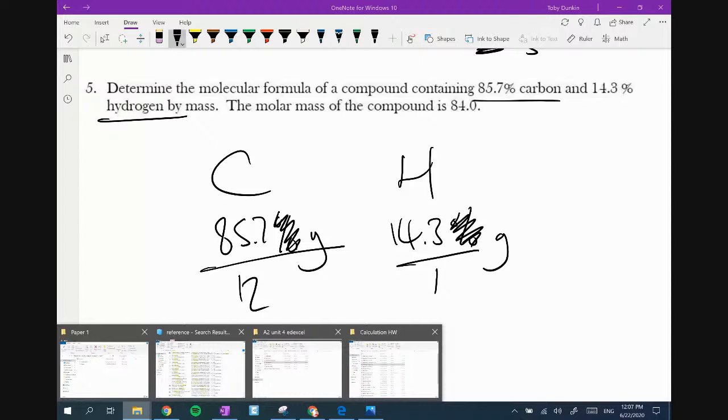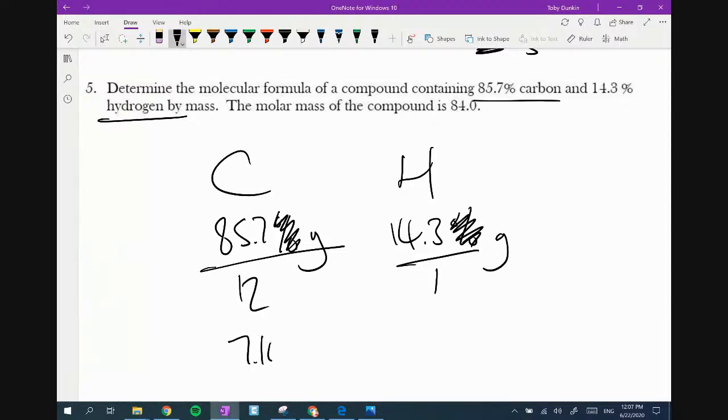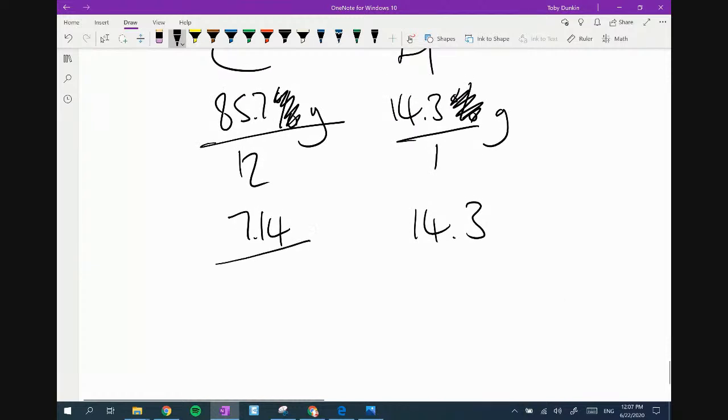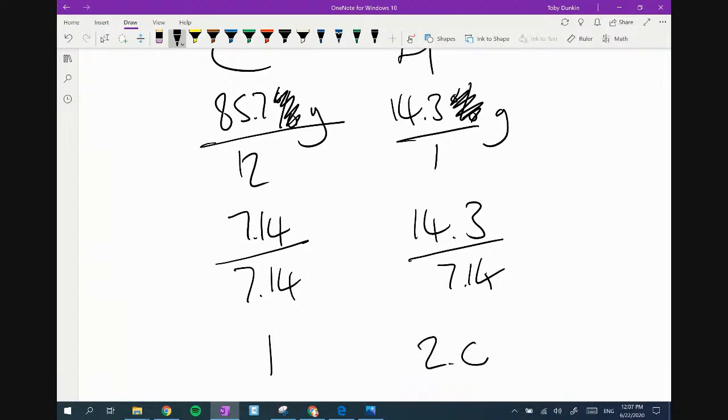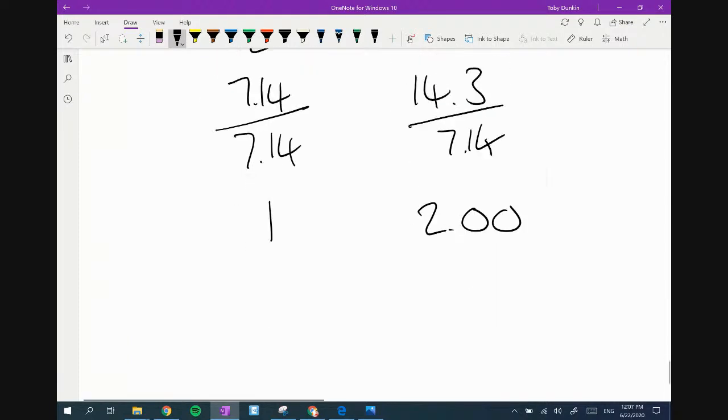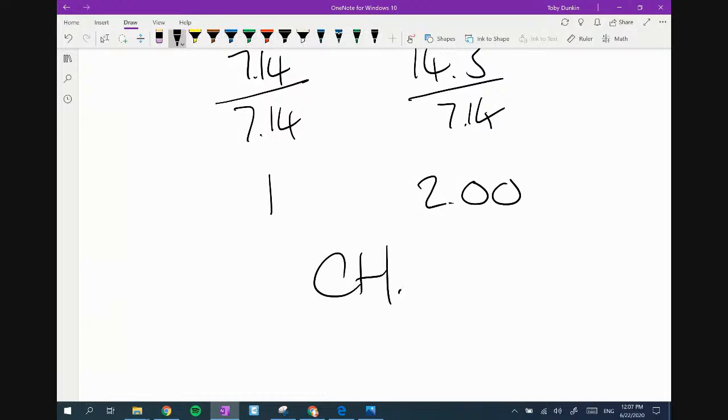85.7 divided by 12. Yeah, that gives me 7.14. Hydrogen, 14.3 divided by 1, which gives me 14.3. Right, divide them all by the smallest, a very common step that's often forgotten if you haven't practiced. Yeah, and that gives me 1. 14.3 divided by 7.14, and I get the answer as 2.00. So the answer is 2. So my empirical formula is CH2.